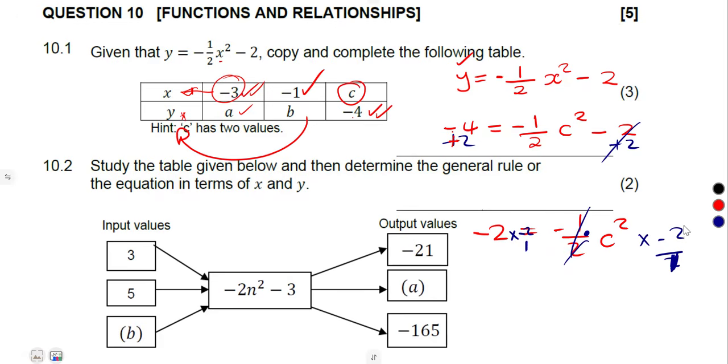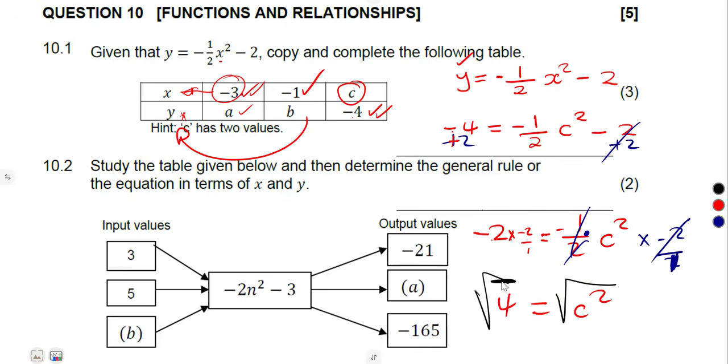So that's going to cancel this one, and we've got c squared equal to -2 times -2 over 1. All right, so it was going to give us a 4. So if 4 is equal to c squared, to find c, we must get rid of the square. We introduce the square root.